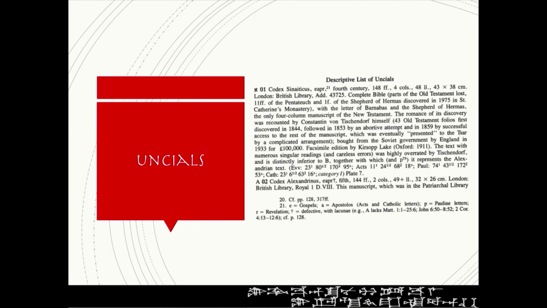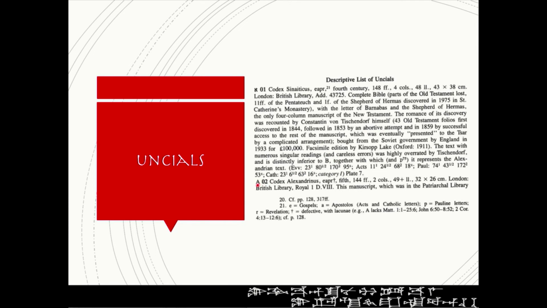When we look at the uncials, very similar setup. It's going to give you the nomenclature, right? So Aleph is uncial 01. They're the same thing. And this is Codex Sinaiticus. It's a 4th century manuscript. It contains the Gospels, Acts of the Apostles, the Pauline letters, and the book of Revelation. So everything. And then there's some basic information about it.